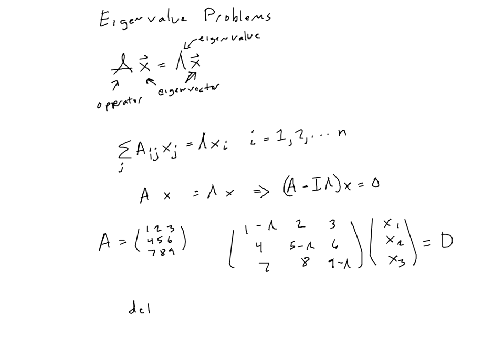And so if the determinant of A minus I lambda is equal to 0, then that's going to satisfy this equation, because the properties of the determinant are the same as the properties of the matrix. And so what you want to do is calculate the determinant of this matrix.